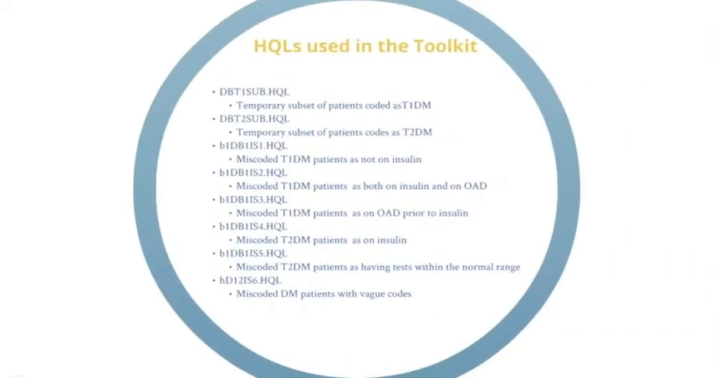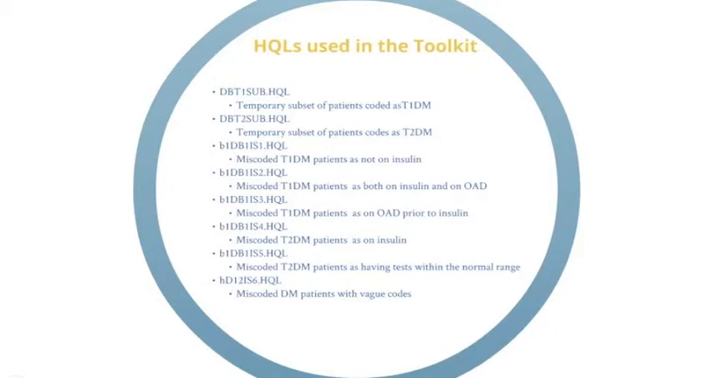HQLs used in the toolkit. Within System 1, there is an additional search set as an exception as it is required by the system itself, but in general there are 8 search sets in total. The first search set produces a temporary subset of all patients in the practice who are coded as having type 1 diabetes mellitus. The second search file produces a temporary subset of all patients in the practice who are coded as having type 2 diabetes mellitus.